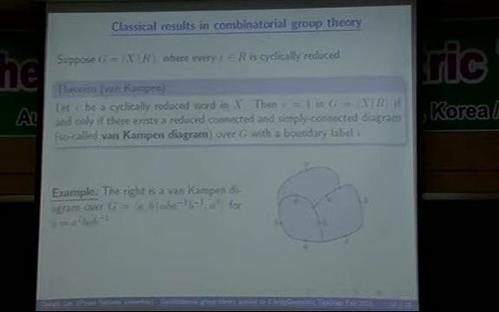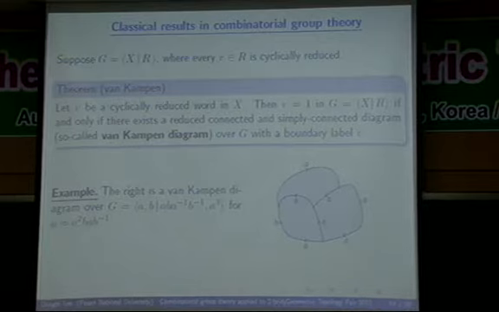And I'd like to introduce two main classical results. Yesterday, this theorem, Sapir introduced this theorem and proved it. So let me just briefly remind you of this. Suppose G has this group presentation. Then the Van Kampen theorem says the following: let V be a cyclically reduced word in X. Then V equals the identity in this group if and only if there is a reduced simply connected diagram, a so-called Van Kampen diagram, over this group presentation with the boundary label V.